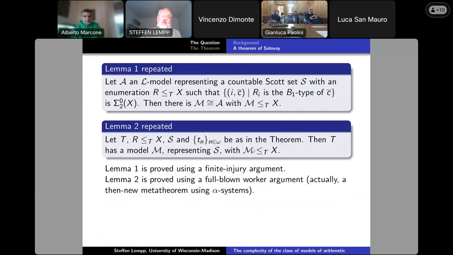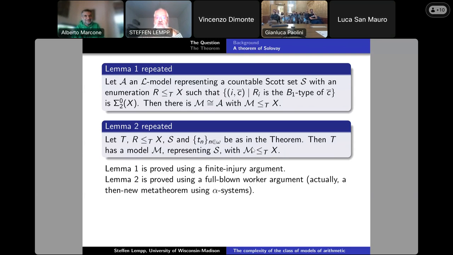All right. So I put lemmas 1 and 2 again, just for reference. Lemma 1 is really step two of the proof of Solovay's theorem, but it comes first in Julia's paper because it was proved using a quote-unquote simple finite injury argument. All simple means is four pages of fairly tedious finite injury argument. So it's a non-trivial finite injury argument. It's only four pages. Lemma 2, on the other hand, is a full-blown worker's construction.